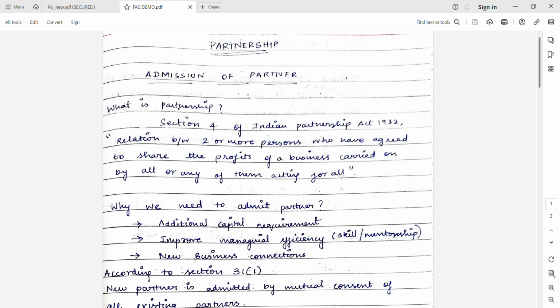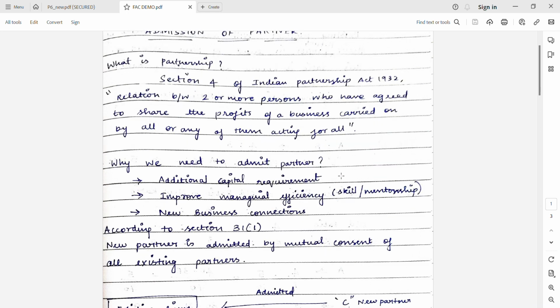What is partnership? So why is there a need to admit a partner? What are the reasons to admit a new partner? Some partnership firms are carried on by two or more partners, and we need to understand why a new partner is admitted into the existing firm. There are majorly three reasons. The first reason is a requirement of additional capital. Whenever there is a requirement of additional capital, they will start looking for a new partner, or a new partner will be admitted.